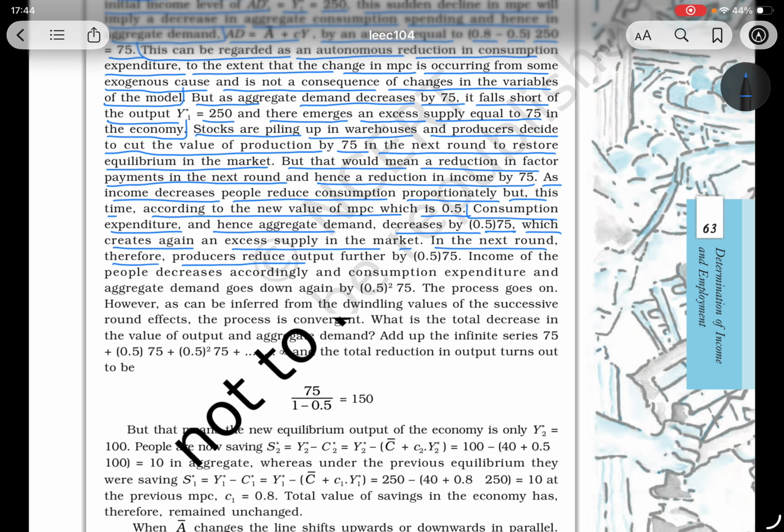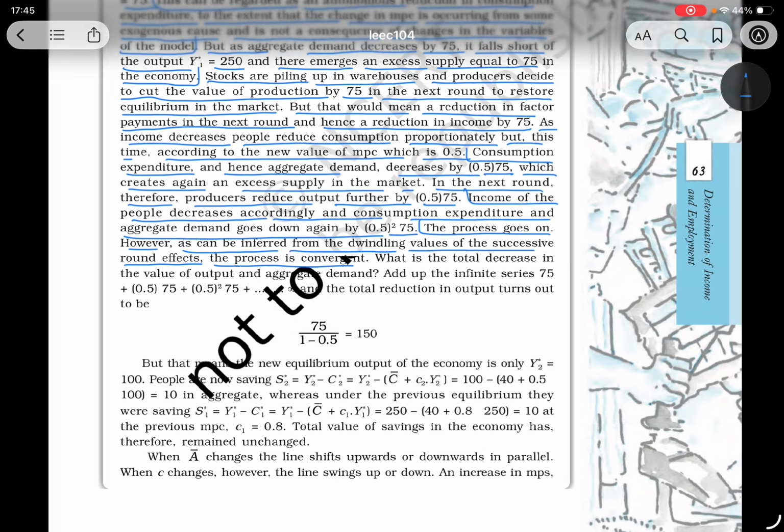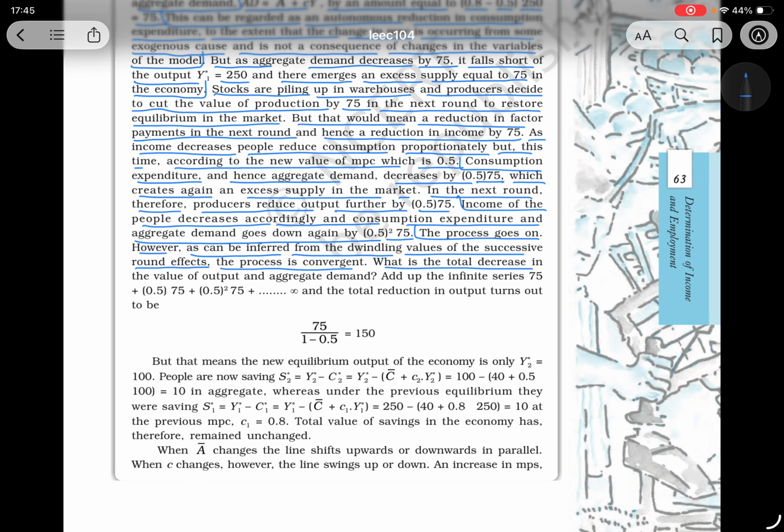Therefore, producers reduce output further by 0.5 × 75, income of the people decreases accordingly, and consumption expenditure and aggregate demand go down again by 0.5² × 75. The process goes on, however, as can be inferred from the dwindling values of the successive round effects. The process is convergent. What is the total decrease in the value of output and aggregate demand?